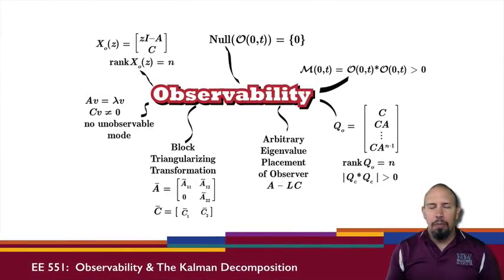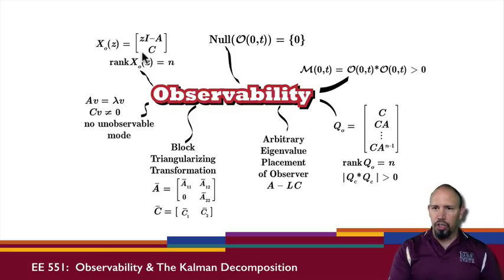In the same way that with controllability we had a number of properties that were all interrelated, with observability we have a lot of the same things going around. We have the observability matrix instead of the controllability matrix. We have the observability Gramian. We have the null space of the output map. We have the eigenvalue placement. We have block triangularizing transformation, unobservable modes. We have the PHR test, and so forth. So we have all of these same kinds of things for observability as we did for controllability.